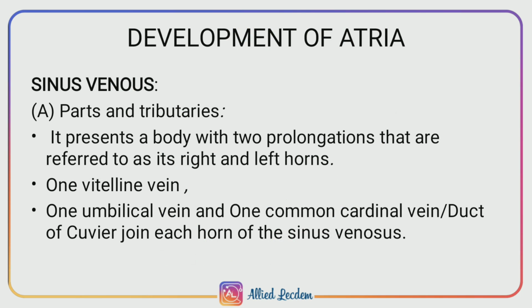It presents a body with two prolongations that are referred to as the right and the left horns. One vitelline vein from the yolk sac, one umbilical vein from the placenta, and one common cardinal vein from the body wall will join each horn of the sinus venosus. Initially, these horns are of equal size. Due to left to right shunt, most of the blood drains into the right horn of the sinus venosus.